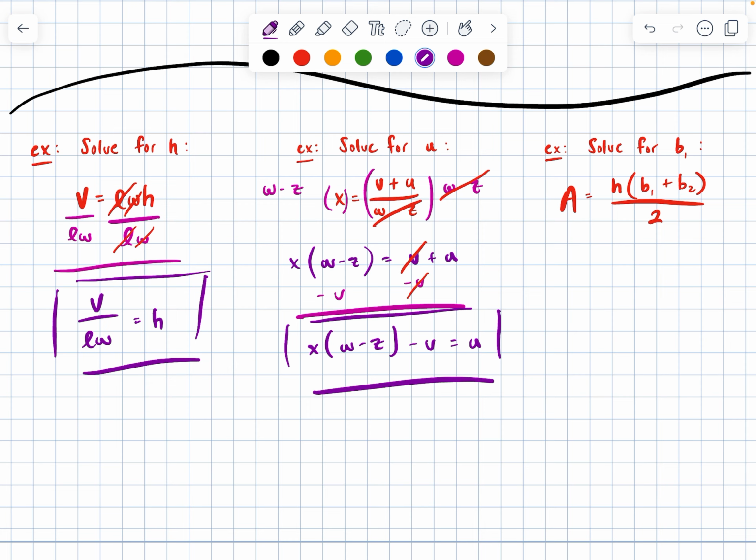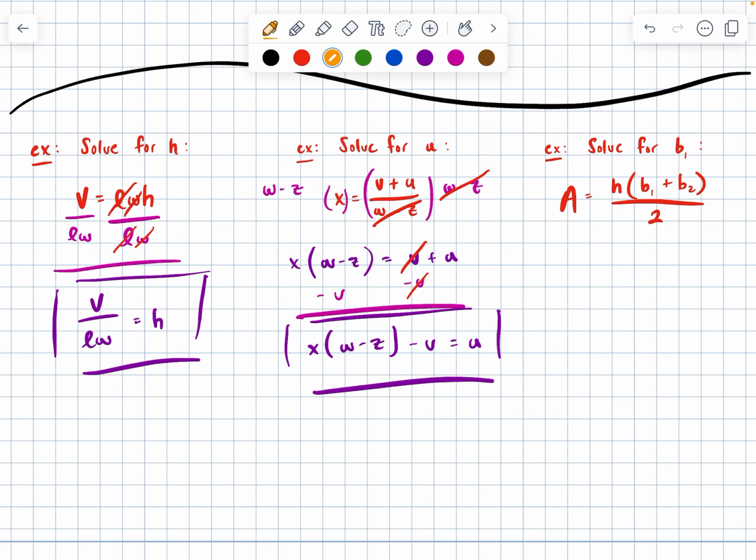By the way, don't be thrown off by these little 1s and 2s. They're just subscripts. So they differentiate in this case between the first and second base of the trapezoid. They're not exponents. They're not like times 1 or times 2. Just a way to distinguish. So b little 1 is a variable. You'll hear me say b sub 1. And b little 2 or b sub 2, it's just a separate variable.